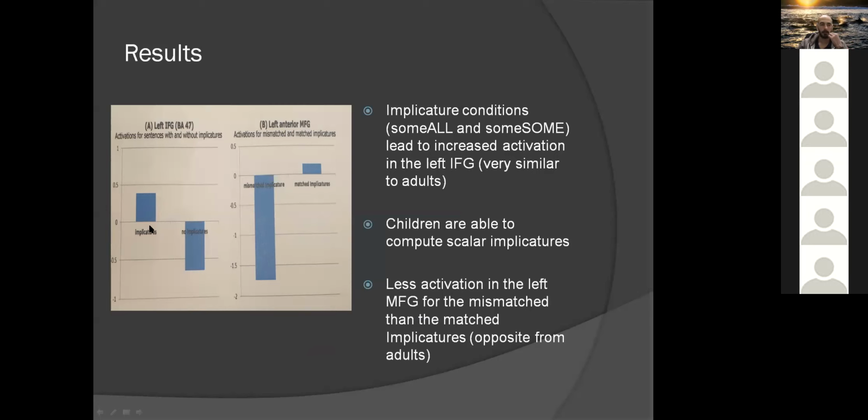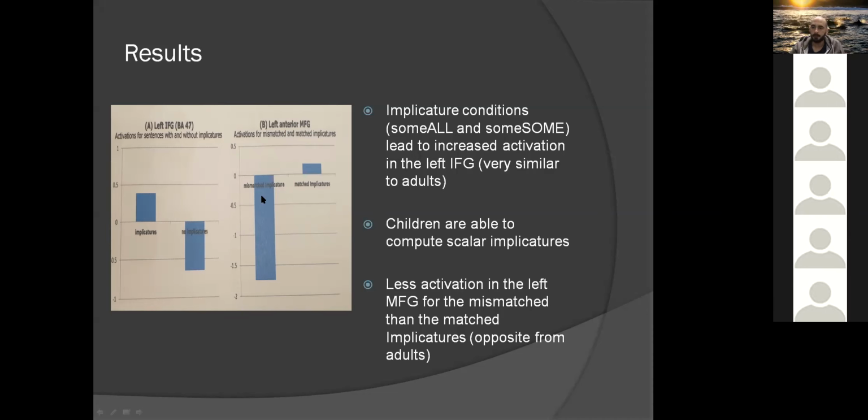Very similar, actually no real difference to the measurement of the adults, which means, or I mean, we can at least, I think, safely assume that children are able to compute scalar implicatures. What they also found, they found less activation in the left MFG for the mismatched conditions than the matched implicatures, which is very different from the adults, actually.